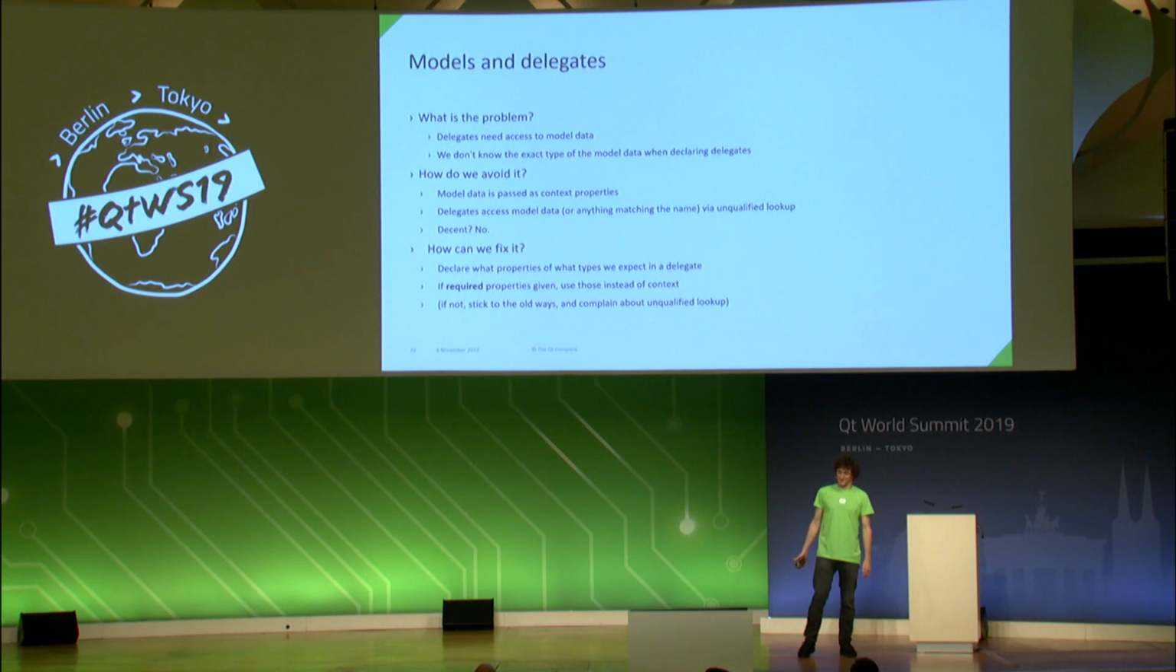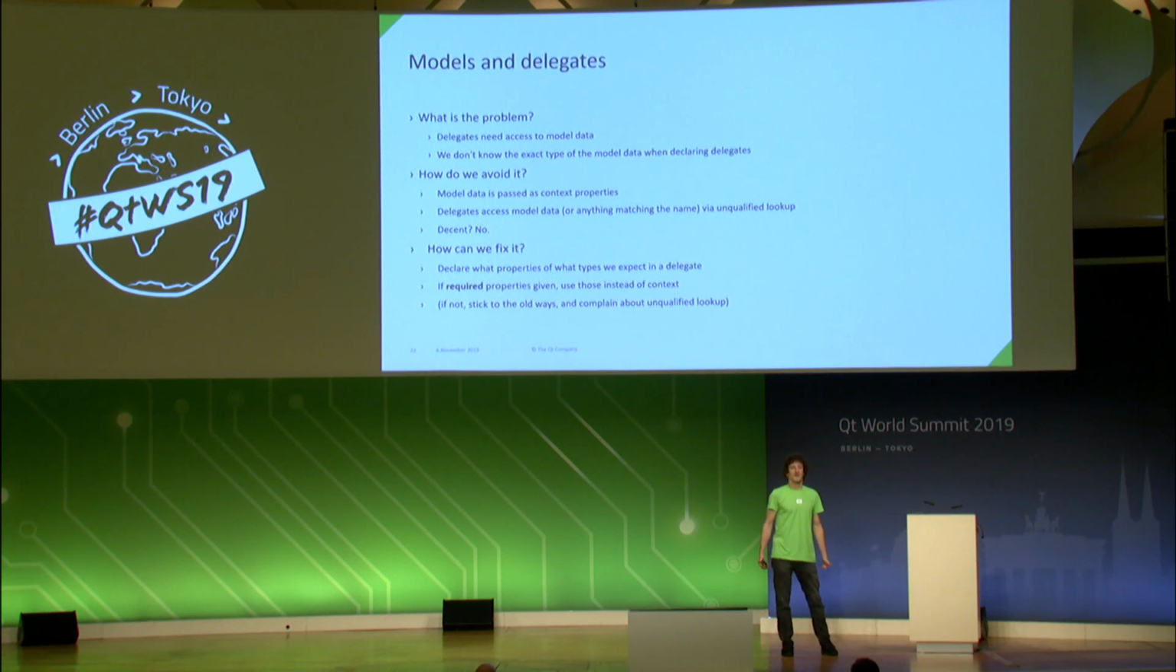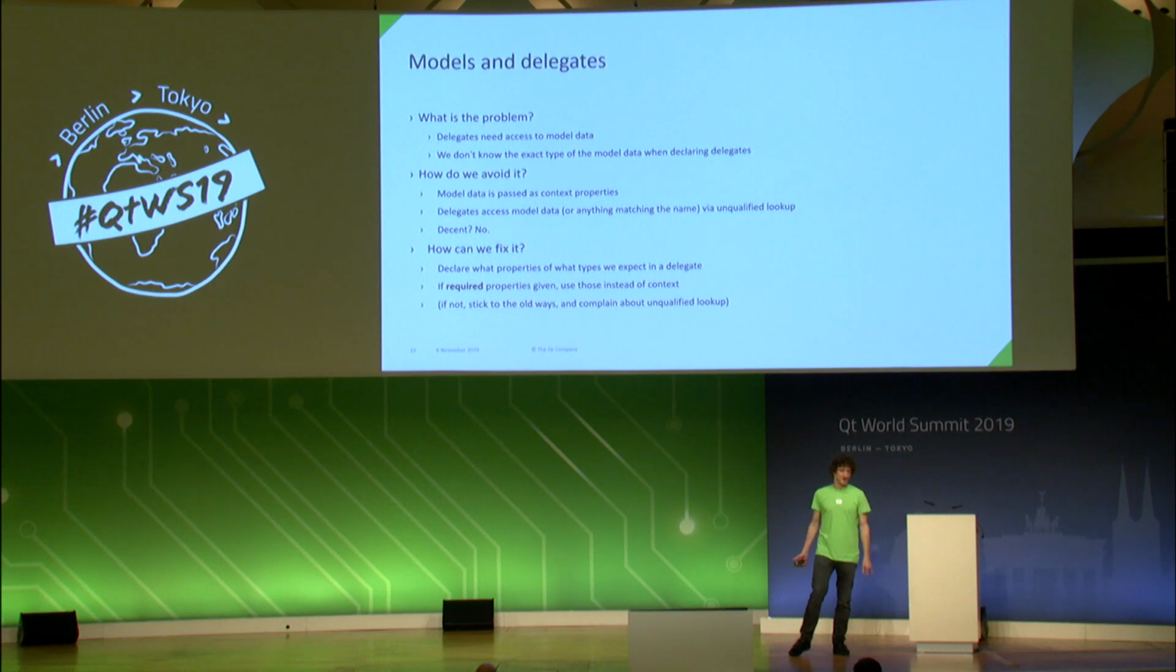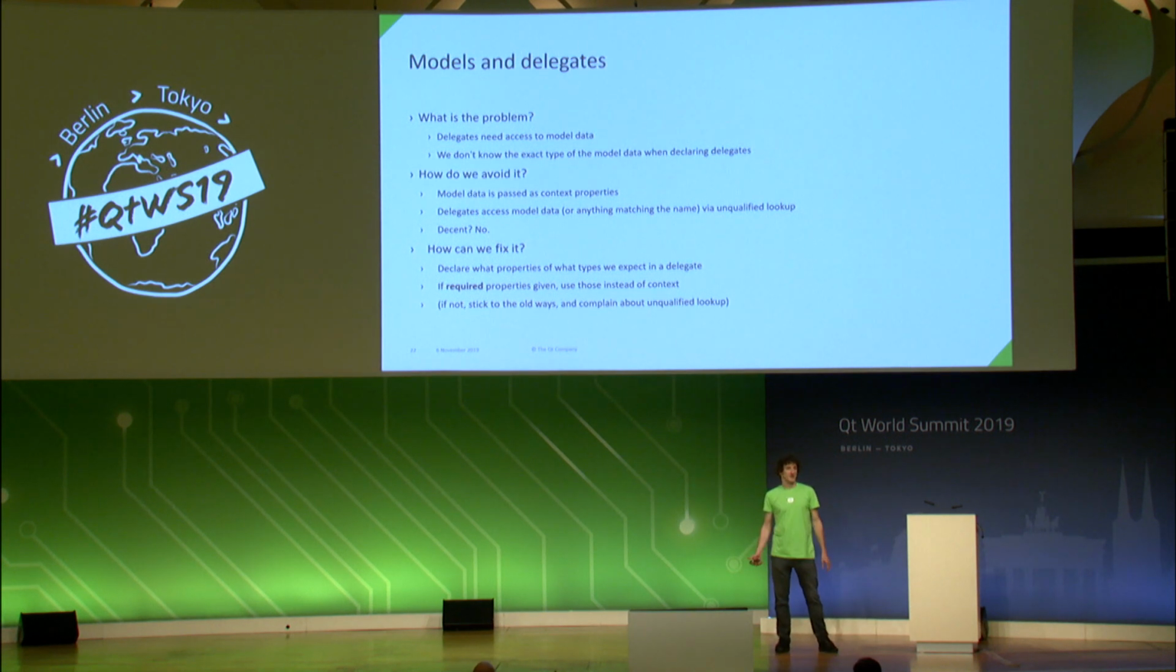But how can we fix it? Well, what about just declaring what kind of stuff your delegate actually expects from the model? It's not that hard. For that, we've invented a new keyword. It's called required. If you add a required property to one of those delegates, then when instantiating the delegate object, it will check that this property is actually given as parameter to the instantiation of the delegate explicitly, not from the context or anywhere, but explicitly.